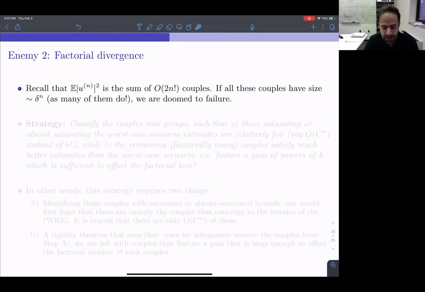So the factorial divergence tells you that, remember, if I look at the nth iterate and the variance of the nth iterate, then this is a sum over n factorial couples. And if all those couples have the same size, or if I can only bound those couples by the same number, which is delta to the n, this is in the previous slide, but I skipped that. If I can only bound all those couples by the same bound, then we are doomed to failure, because then you have delta to the n times n factorial, and this is a problem.